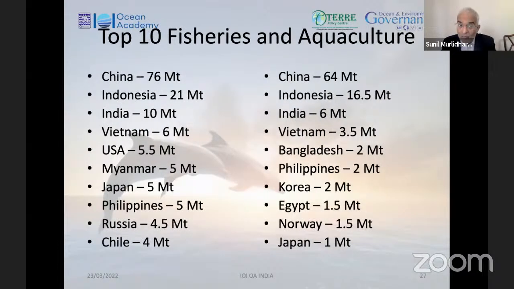So now, again, if you see where we are in terms of fisheries and aquaculture, China has got this whopping 76 million tons of fish production. And when we talk of fisheries and aquaculture separately, fisheries means capture fisheries. That means you go out and capture the fish in the sea. And aquaculture is the one that you grow around in the coastal zones, in intertidal zones, and so on.